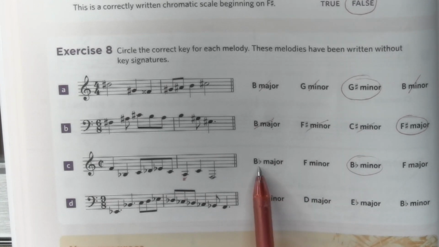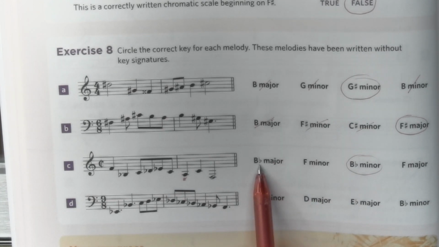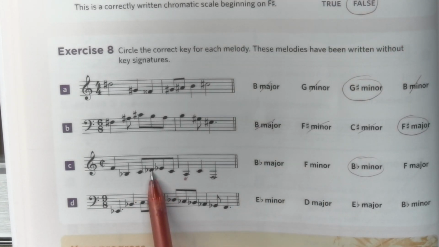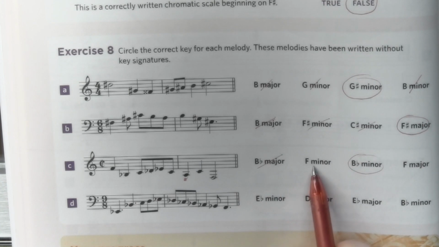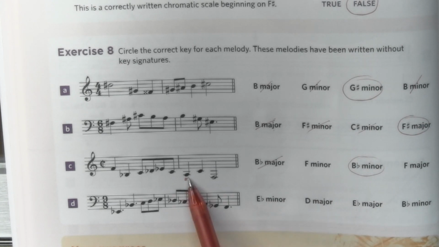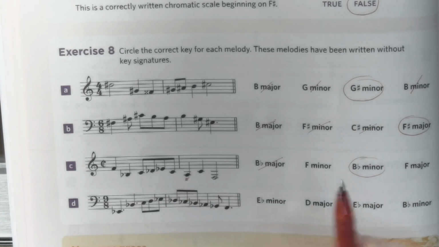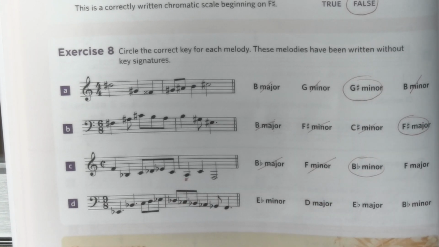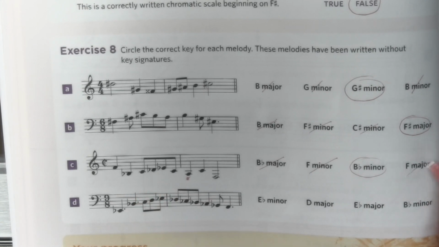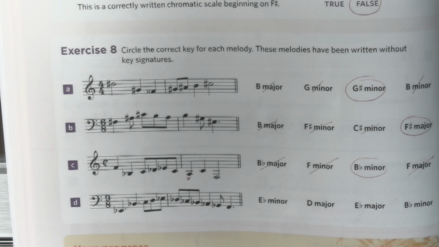B flat major has only 2 flats, si, mi, okay, and so re wouldn't fit. F minor is the relative minor of A flat major, and A flat has 4 flats, but A flat major must have A flat here, so it can't be. F major has only 1 flat, so it can't have either D or E flat. So there you go. We have excluded the other ones, and this is the correct answer.